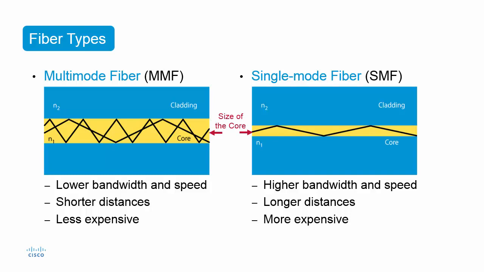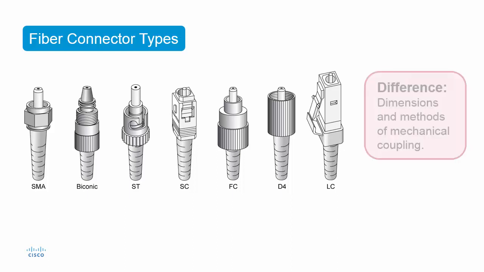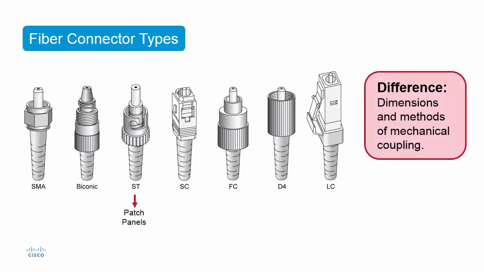And of course, you need to somehow terminate optical fiber, and that's where optical fiber connectors come in. And there's many of them out there. Today, there's roughly about 70 in use. Here you can see the most common types. So, what is the main difference? Well, the dimensions and methods of mechanical coupling. For example, the ST connector is usually used for patch panels, so is the FC connector, which is usually used by service providers. And you'll typically see SC and LC connectors as enterprise equipment.